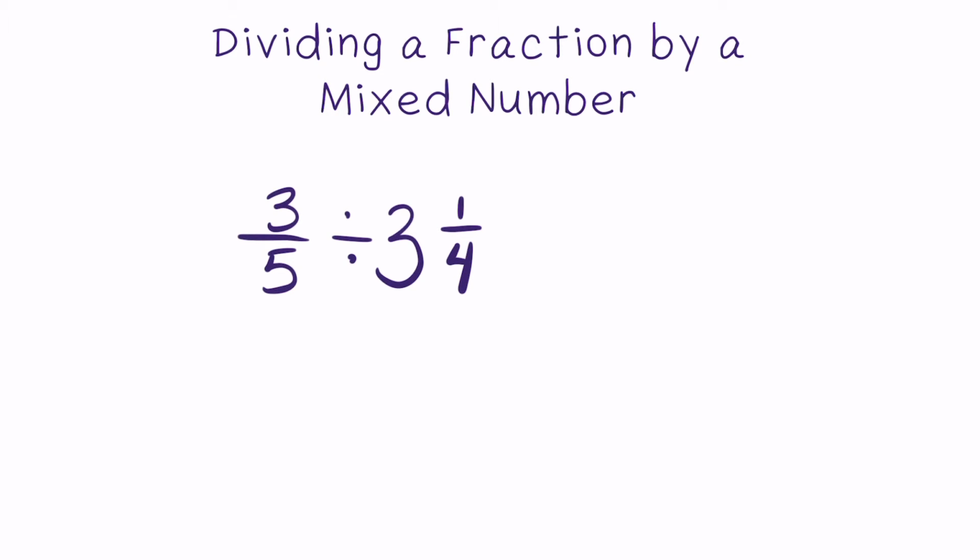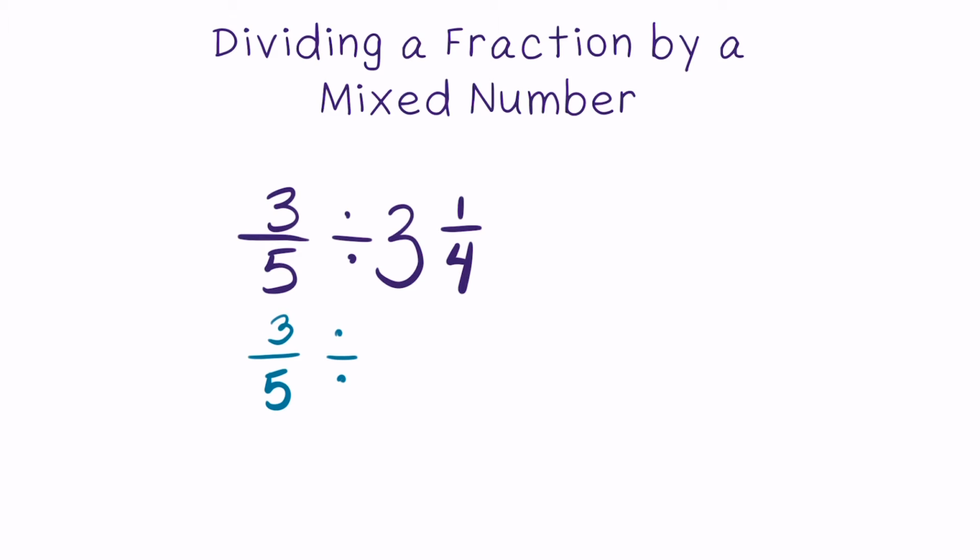Whenever you have a division problem that includes a mixed number, you should convert that mixed number to an improper fraction, or a fraction greater than 1, before you begin to solve the problem. So let's rewrite this division problem as two fractions instead of a fraction and a mixed number. We can start by keeping 3/5 the same, and we're going to divide it by an improper fraction.